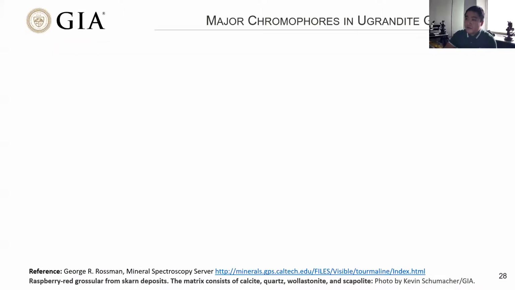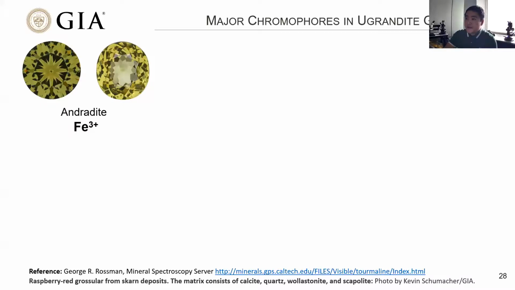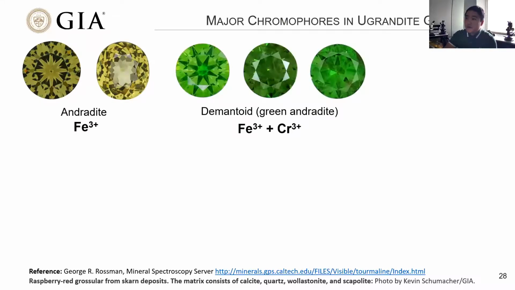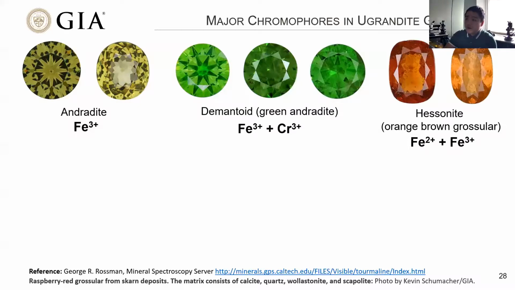Iron 3+ causes greenish yellow color in andradite. The combination of iron 3+ and chromium 3+ contributes to the deep yellowish green to deep green color seen in some very rare andradite garnets. They are called demantoid in the trade. The orange-brown to brown color in grossular is caused by both iron 2+ and iron 3+ ions. It is called hessonite in the trade.